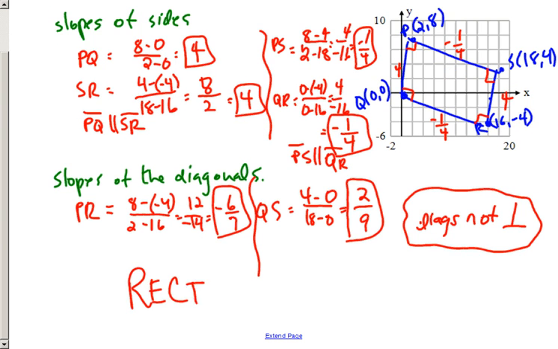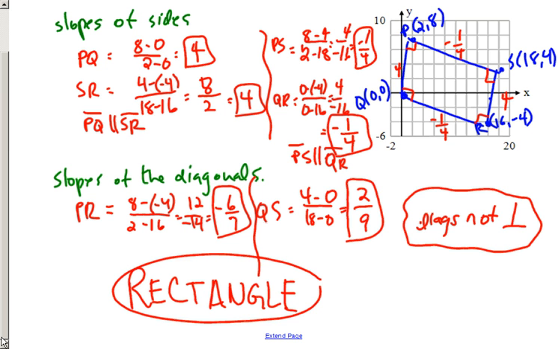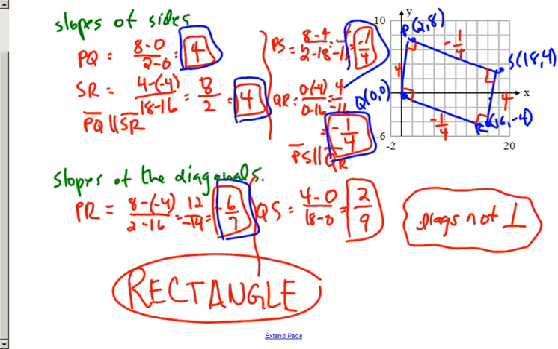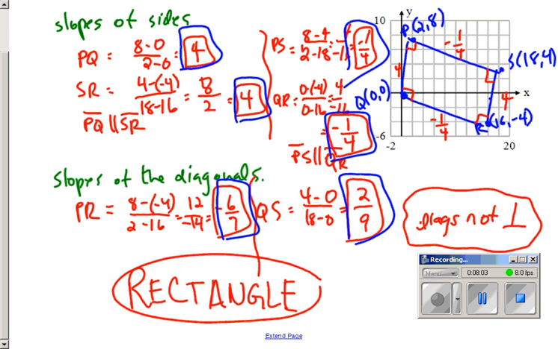So the most descriptive name for this specific shape was what I found out from the beginning. It's a rectangle. Okay? Again, it's got opposite sides parallel. Consecutive sides have opposite reciprocal slopes. 4 and negative 1/4 are opposite reciprocals, which means I got right angles. Now I know I got right angles. I got a parallelogram with right angles. I got a rectangle. To determine if that rectangle is a square, you find out the slopes of the diagonals, which in this case are not opposite reciprocals. So there you go.